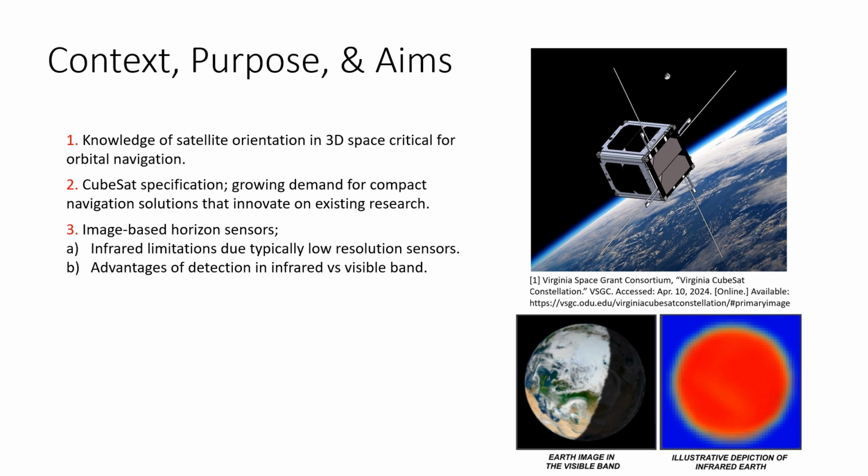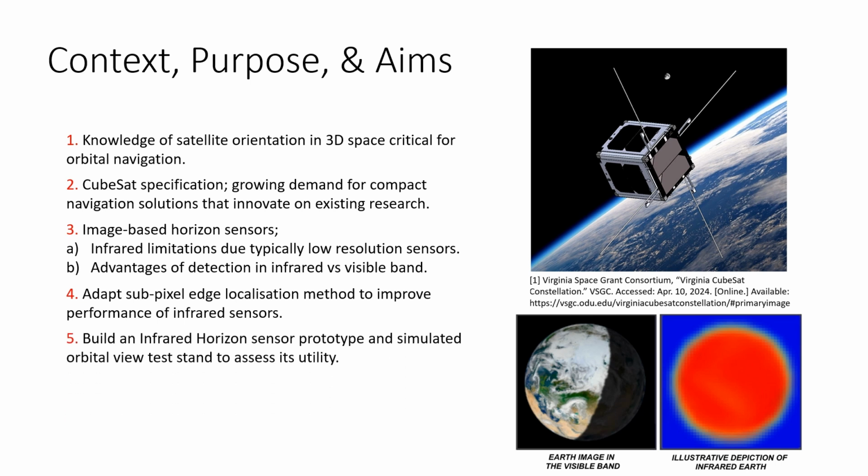Whereas in the infrared band, the atmosphere creates an opaque and uniform appearance for the sensor, which makes it easy to detect the horizon edge. So this research adapts recent breakthroughs in subpixel edge localization from visible band cameras and adapts this to the infrared band to improve the edge detection resolution of these sensors.